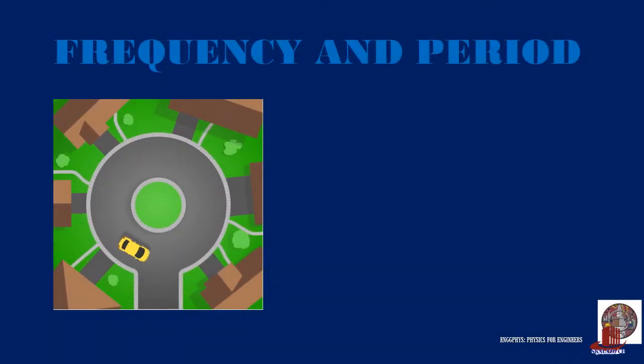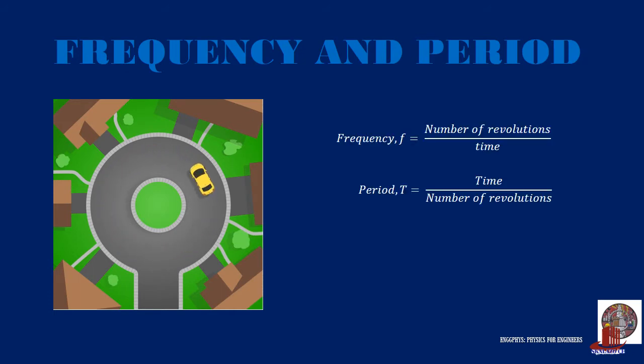The next parameters are the frequency and period. The definitions of these two parameters are just interchanged and they normally go together. Frequency is the number of revolutions over time, and period is taken as time over the number of revolutions. So incorporating them both, we can say that period is just the reciprocal of frequency.